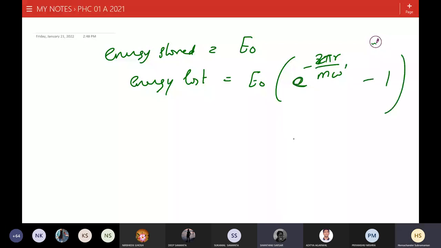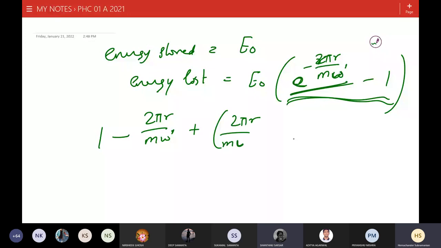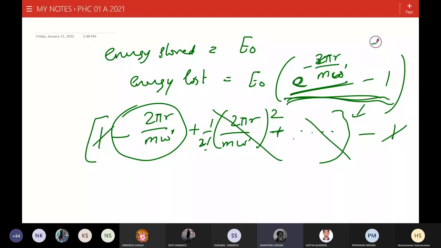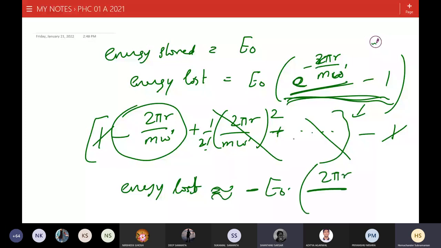Okay, so you're just going to take a ratio of these two, right? So this you can simplify. If the exponent is really small, you can expand this as a Taylor expansion. E power minus 2 pi R over M omega prime, you can expand as 1 minus 2 pi R over M omega prime plus higher order terms with 1 over 2 factorial, and so on, minus 1. The 1 goes off. You keep the first order term, you neglect the higher order terms. So the energy lost is approximately equal to E naught times, with a negative sign, 2 pi R over M omega prime.